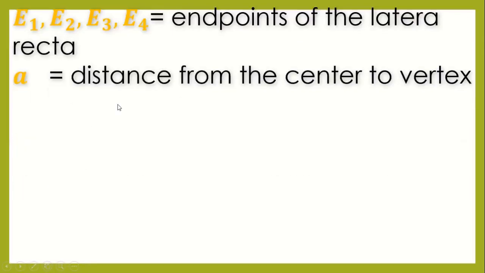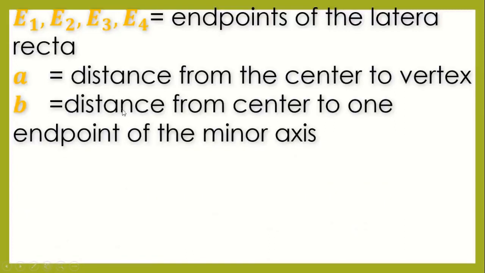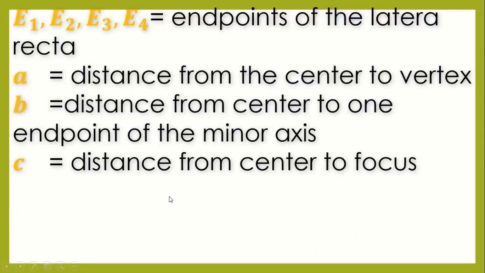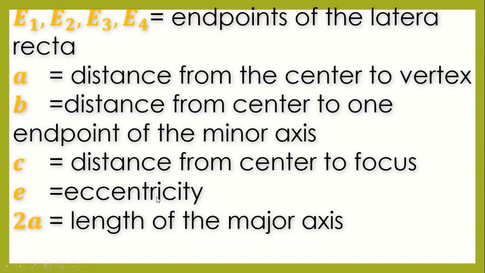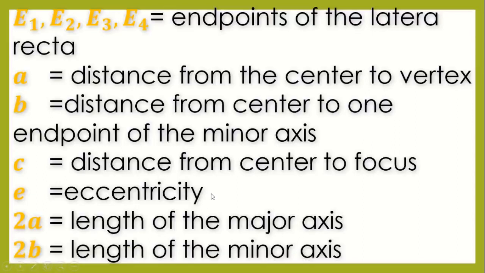a, distance from the center to vertex. b, distance from center to one endpoint of the minor axis. And c, distance from center to focus. Okay? And e, eccentricity. 2a, length of the major axis. 2b, length of the minor axis. So, tandaan yung mga gagamitin natin mga variables for these distances and endpoints.